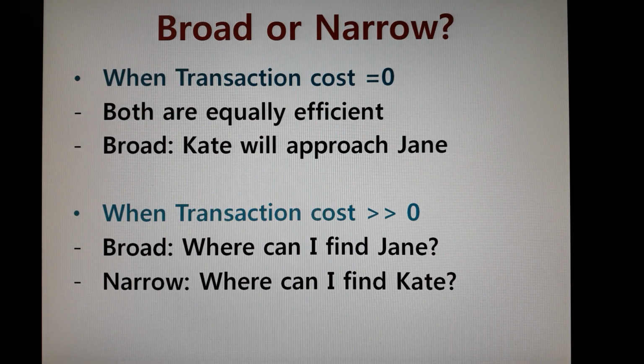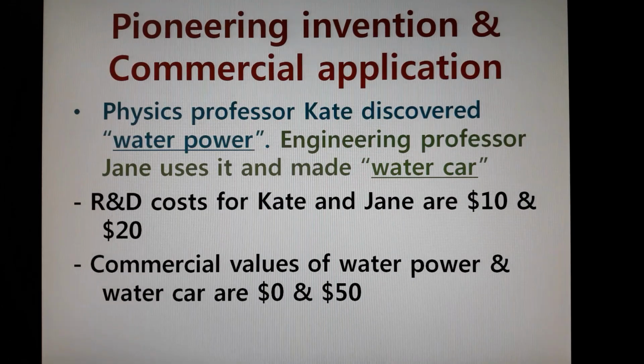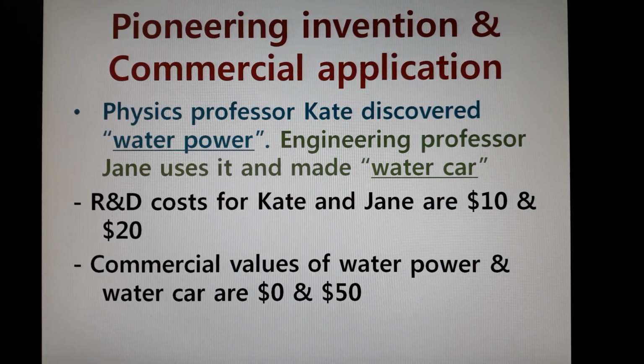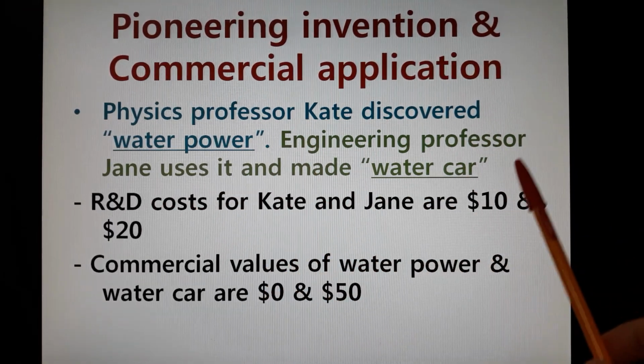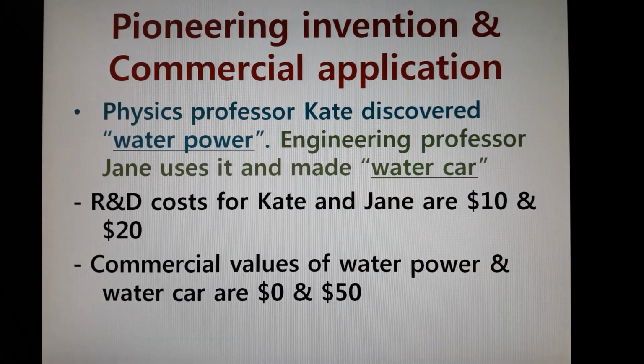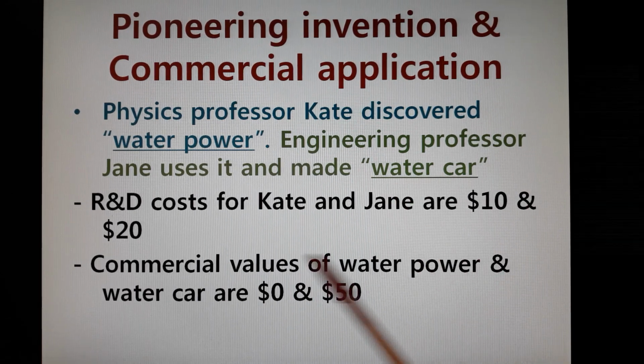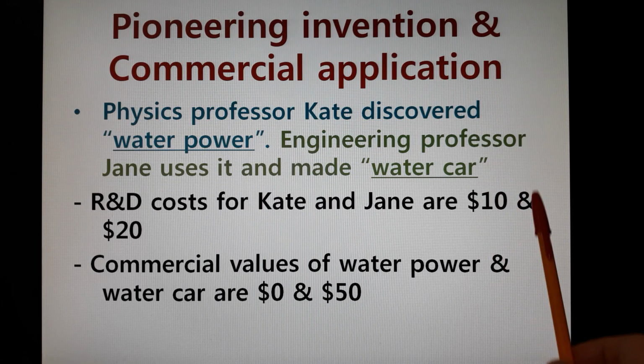Okay, so that's how it would work when the transaction cost is bigger than zero and the patent is defined broadly. What about the narrow definition? The narrow definition is a little bit different. If you go back, when Kate discovered water power, and if Jane, the engineering professor, reads that and gets to know the water power theory, she does not have to pay anything to Kate. She just makes the water car by investing $20 and gets 50, so the net profit of 30 will go to Jane, while Kate will just invest and kind of waste $10 from her point of view.